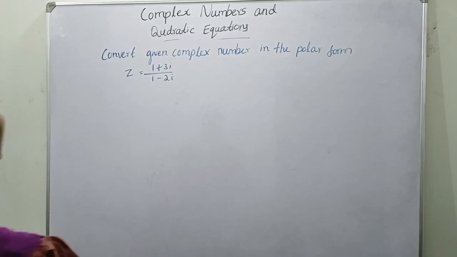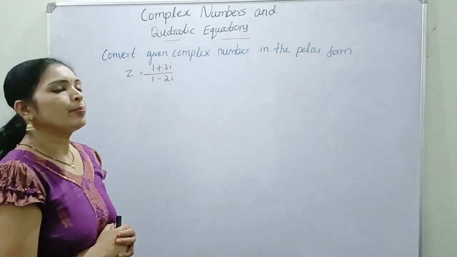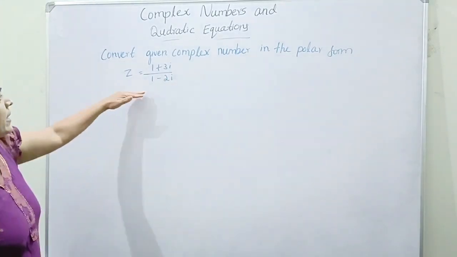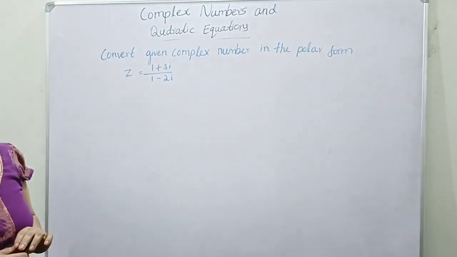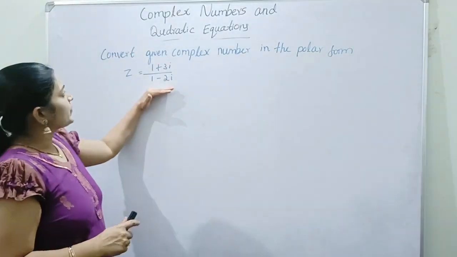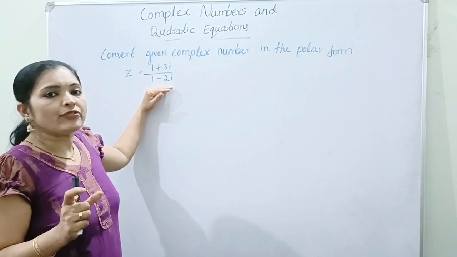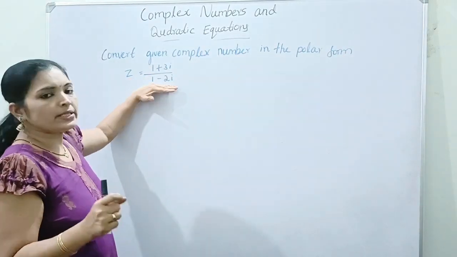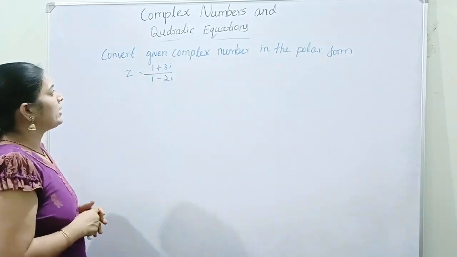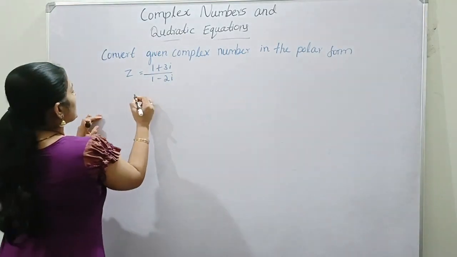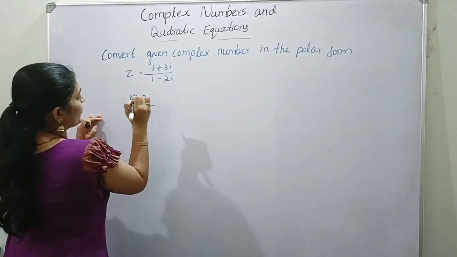Now let us go through this question. Convert the given complex number into the polar form. The given complex number is z = (1 + 3i)/(1 - 2i). Before converting this complex number into the polar form, first of all we have to write it in the form of a + ib.